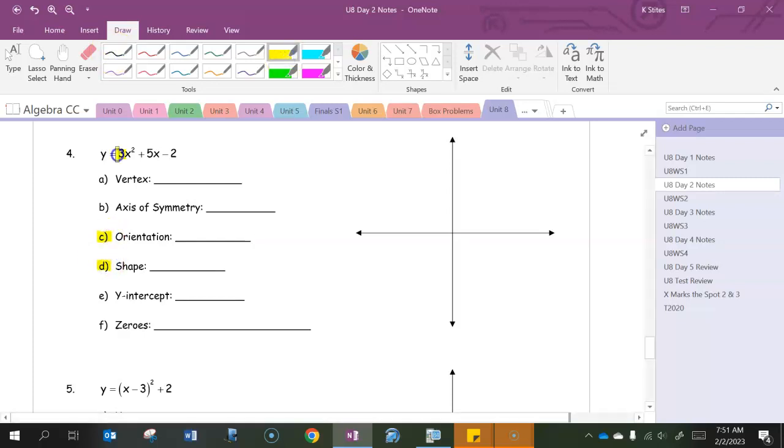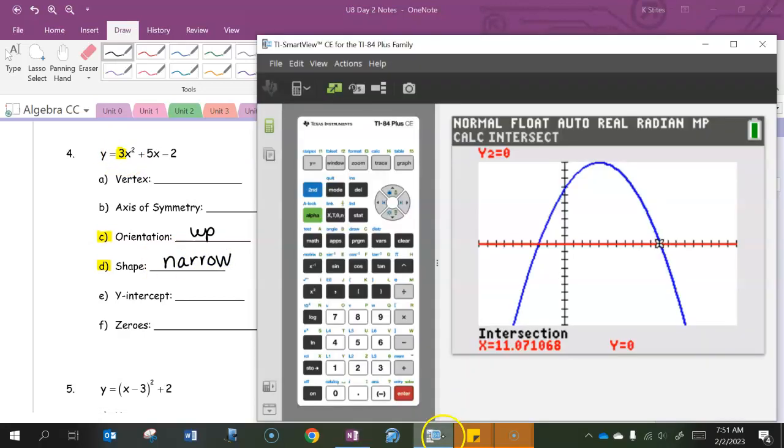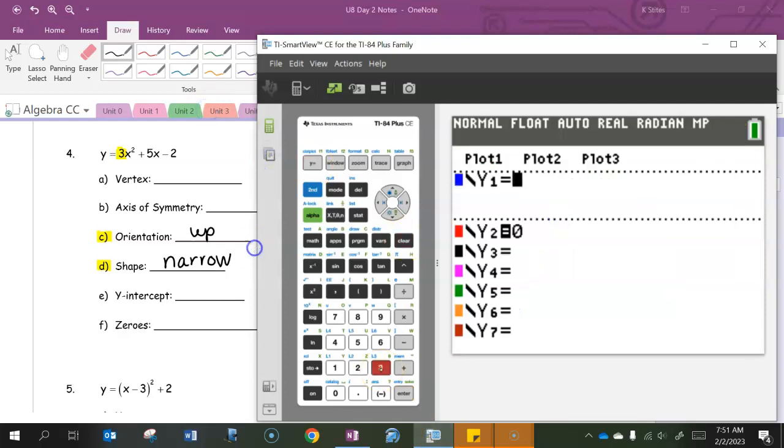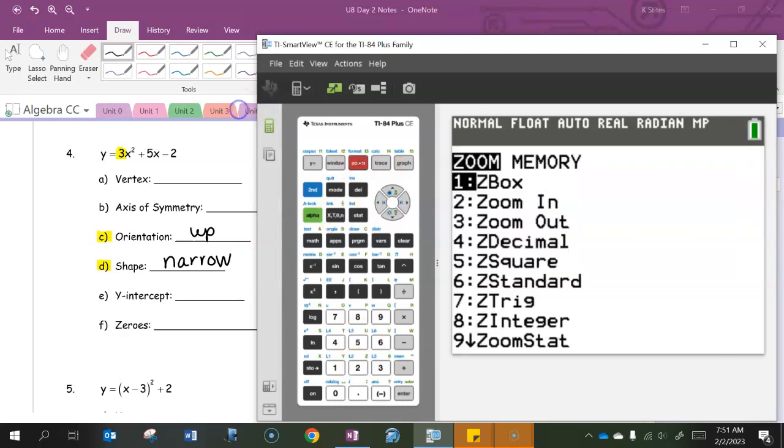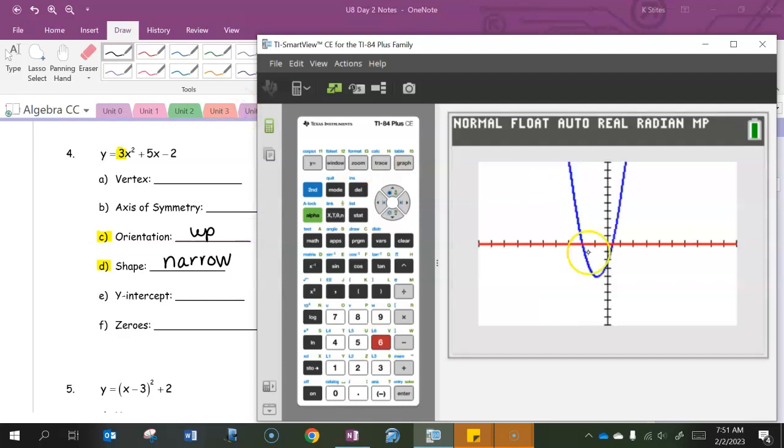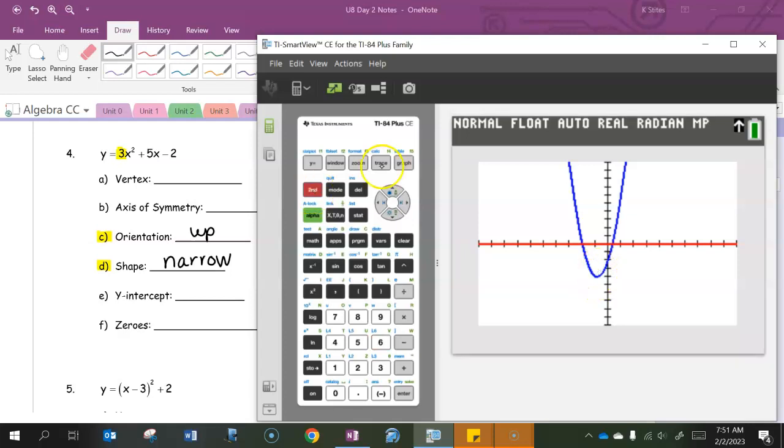Since our a value here, 3, is positive, that means we're going to orient up. And our shape, 3 is more than 1, so this will be narrow. However, you're welcome to just wait and look at the picture, because again, we're going to have to graph it with our calculator. Okay, zoom 6. All right, so vertex, this is definitely a minimum. So let's find it. Second trace, minimum.